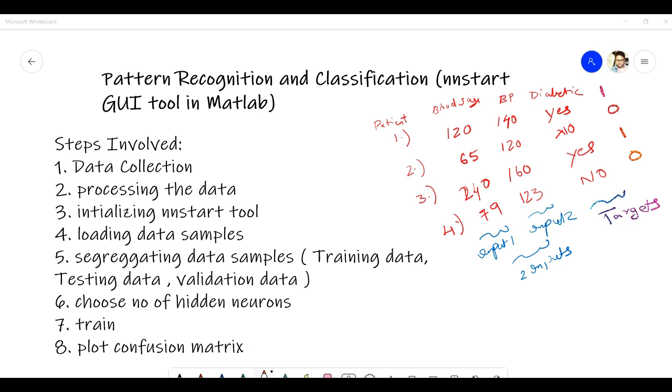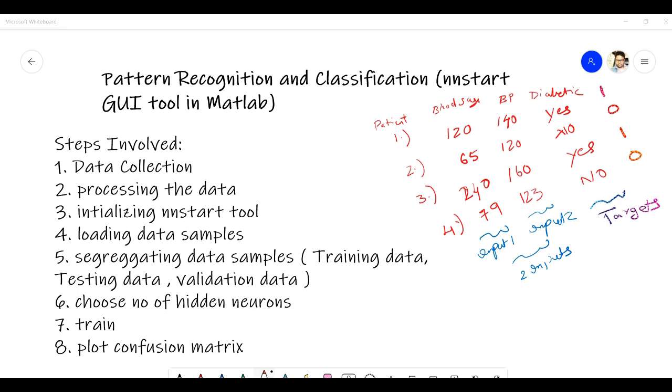So now we get a GUI tool. In this we have to load our data samples. After loading the data samples, we have to segregate these data samples. The segregation is done like we have to take some samples for the training, some samples for the testing, and some samples for the validating.